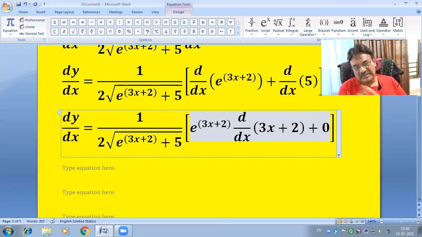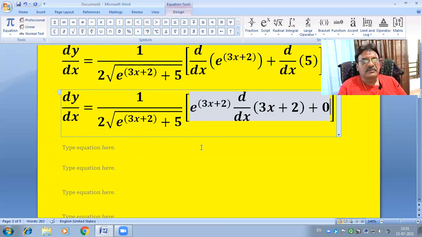So we use this result, and here d/dx of 5 equals 0. Again we repeat this up to this step as it is. Then we find d/dx of e to the power 3x plus 2 by using the formula d/dx of e to the power f(x) equals e to the power f(x) into f dash of x. Similarly, e to the power 3x plus 2 into d/dx of 3x plus 2. Plus here d/dx of 5, 5 is constant, therefore the derivative is 0, because we know that d/dx of k equals 0 where k is constant.